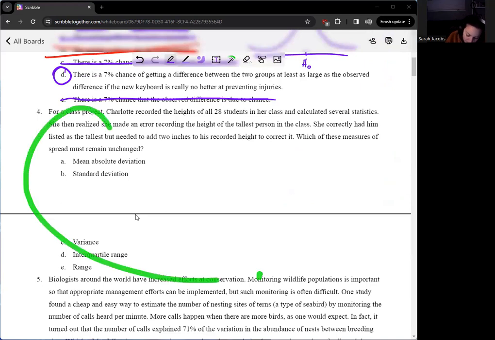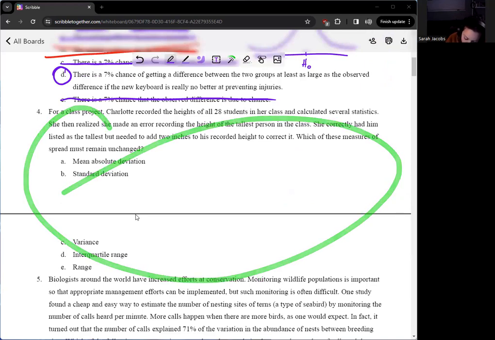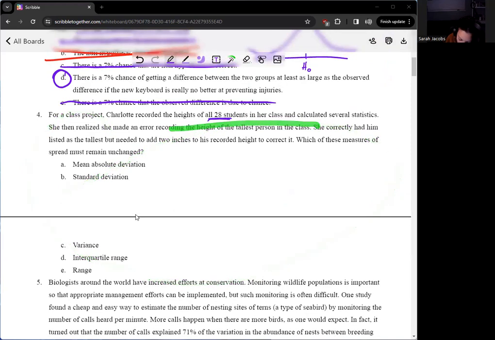Okay. For a class project, Charlotte recorded the heights of all 28 students in her class and calculated several statistics. She then realized she made an error recording the height of the tallest person in the class. She correctly had him listed as the tallest, that's important, but needed to add 2 inches to his recorded height to correct it. Which of these measures of spread must remain unchanged? So, mean absolute deviation is the average distance from the average. That's more of like a 7th, 8th grade stats thing. We didn't really get into that.